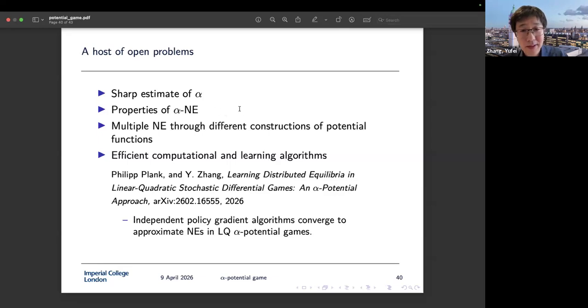Any alpha approximate, this is interesting. We haven't thought about that. I suspect it may not be true, because not all mean field equilibria are given by the minimizer of the potential function.